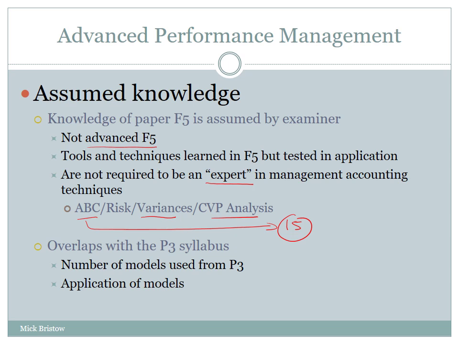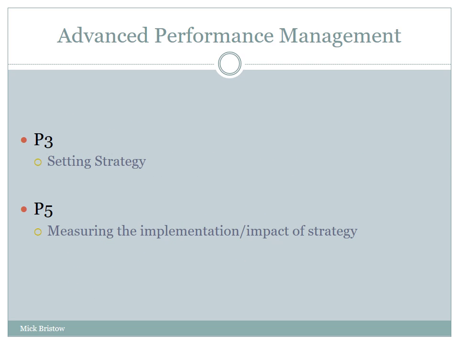Now, as I mentioned before, there is a slight overlap with the P3 syllabus. Really what it is, a number of the models you'd have come across in P3 will be used again in P5, but much more in terms of application of the models rather than actually having to describe the models. P3 is about setting strategy and setting the future direction of an organisation. In P5, what we're looking at is measuring the implementation or the impact of that strategy in an organisation. So looking at, are we implementing it correctly, are we performing well, and how can we actually improve performance?